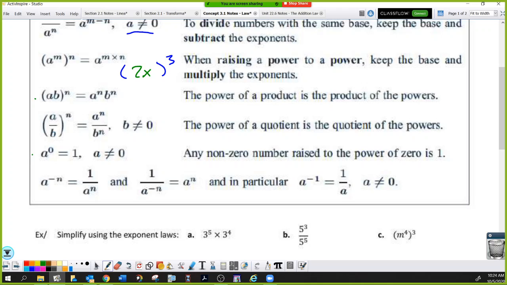This one here says anything raised to the 0 power equals 1, except for 0 to the 0. That's scary. Anything raised to the 0 power equals 1. And then lastly, negative exponents. I don't like when students say negative exponents flip things over. No. Negative exponents make things move across their own fraction bar.